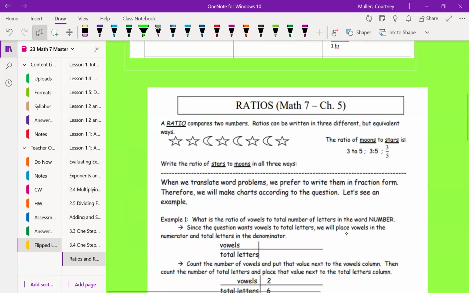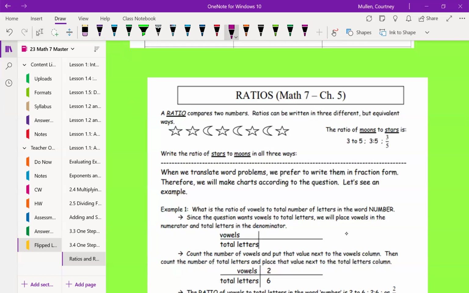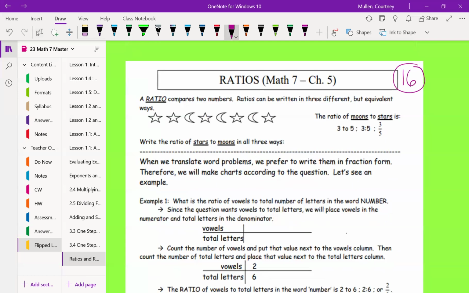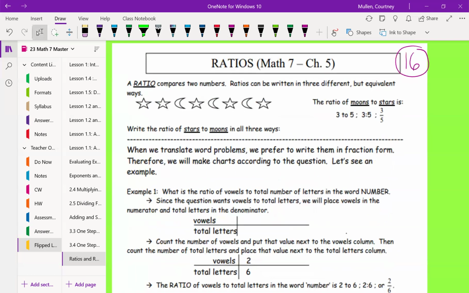Now let's take a look at our ratios notes. So if you haven't labeled this note 16, please label this notes 16. So like we talked about already, a ratio just compares two numbers, and they can be written in 3 different forms, which we already discussed.